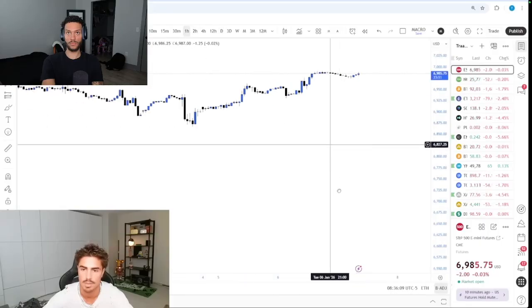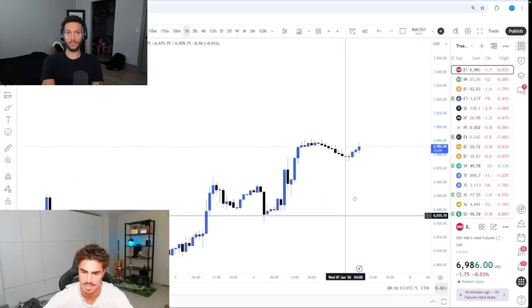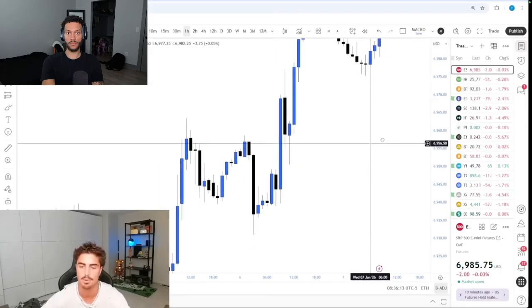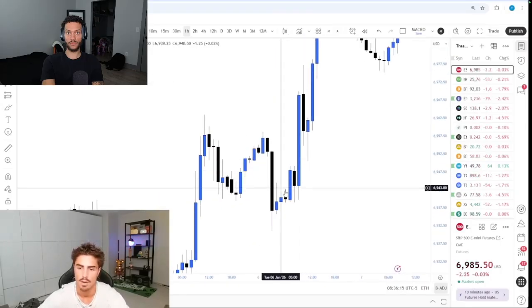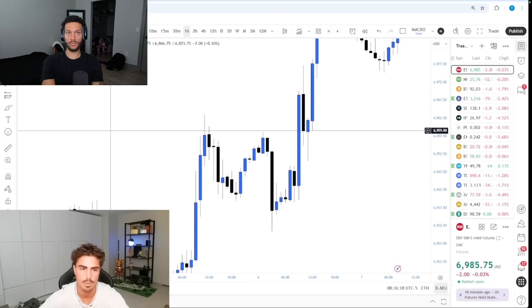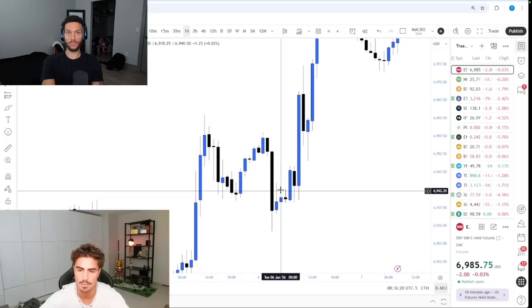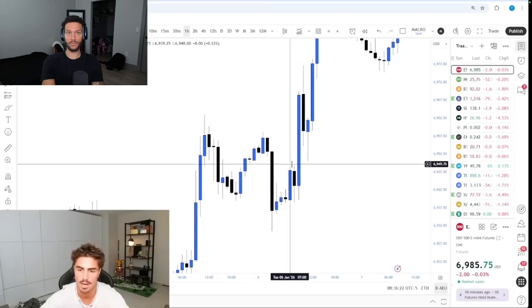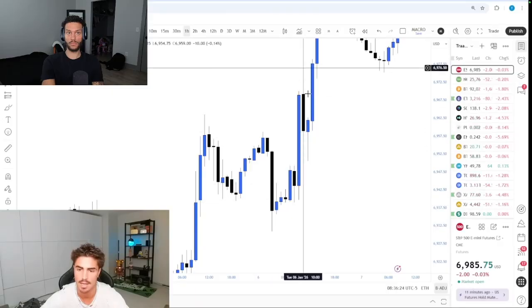Let's go on to the hourly time frame. Show you guys an example. This is a perfect example right here. Okay, let's look at price right here. What are we in? We are in an uptrend. How do we know that we're in an uptrend? Well, we have a high, we have a low, we have a higher high, we have a higher low, we have a higher high, and then we have a higher low.